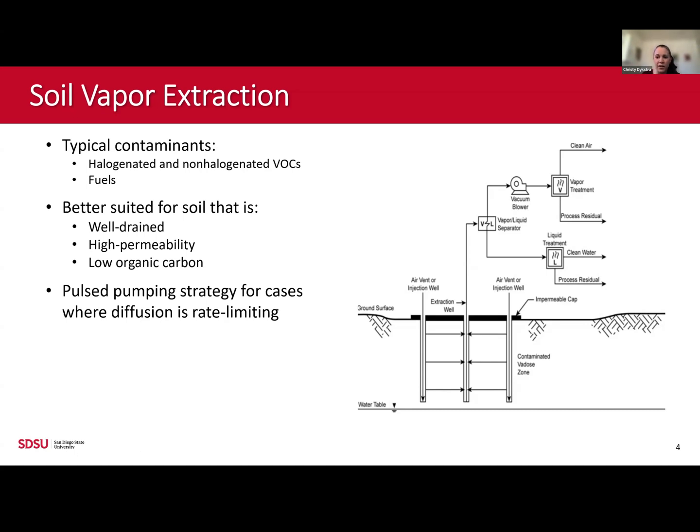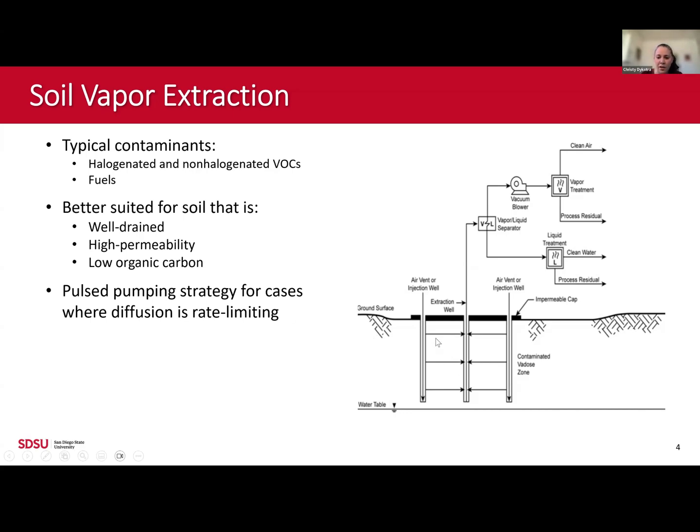If we have higher organic carbon, we might have some issues with more compaction and other things where there won't be that readily flowing air that can go through and pick up that volatile contaminant. You can also do, in some cases, a pulsed pumping strategy.